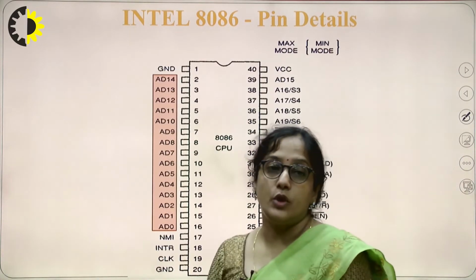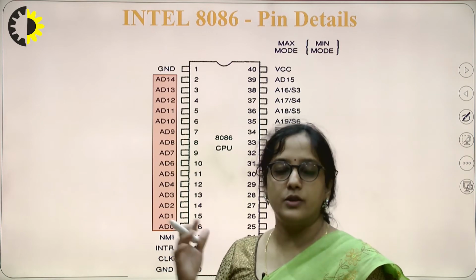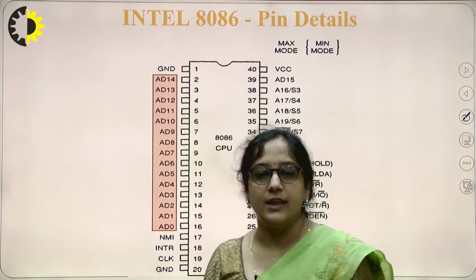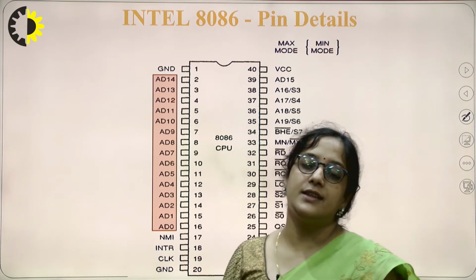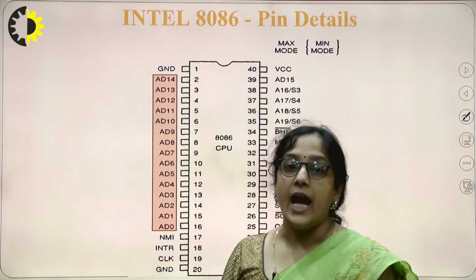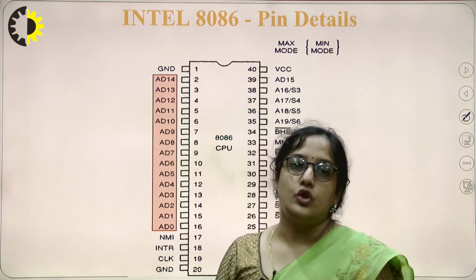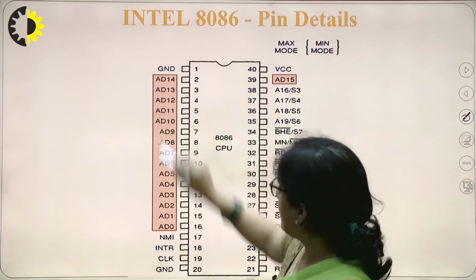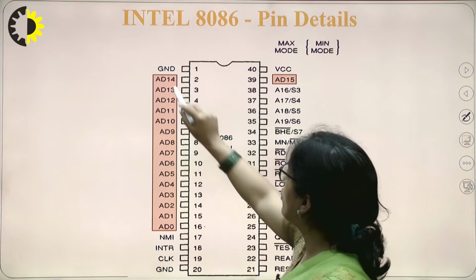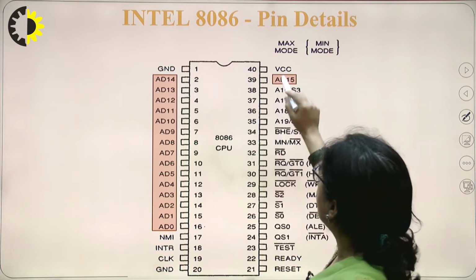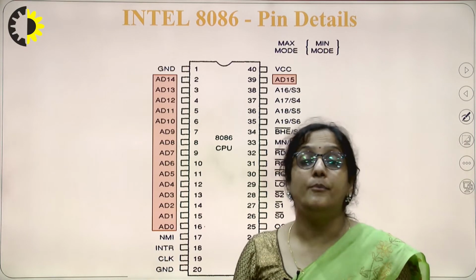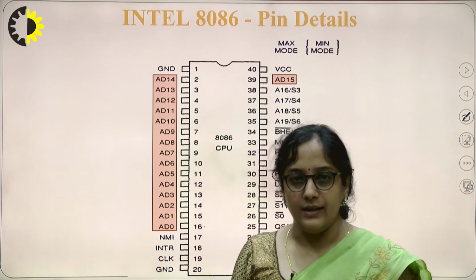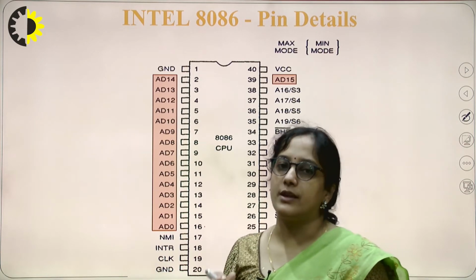Now, the most important thing required for a microprocessor to communicate with the outside world is the address lines. As we discussed earlier in the features of 8086, there are 16 data lines and 20 address lines. The 16 lines are multiplexed. You can see here AD0 from pin number 16 to AD15, and pin 39. So these 16 pins are multiplexed, meaning at one clock they work as address lines, and for another clock they work as data lines.